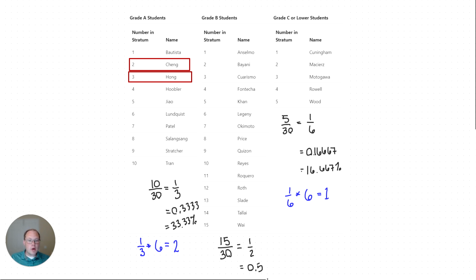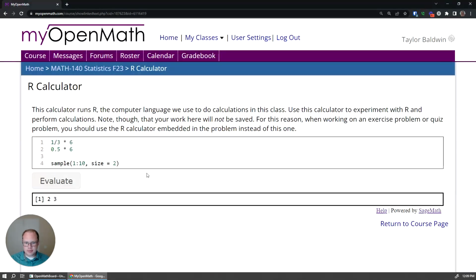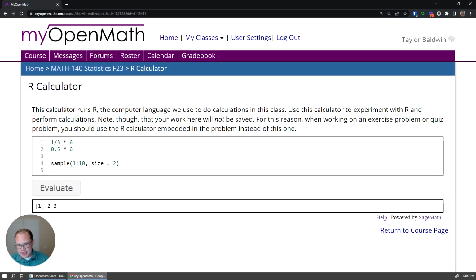Grade B students. In this case, I also have my students numbered. They're numbered from 1 to 15. And I want to choose 3 of them. So let's use our calculator. For this second group, my students are numbered from 1 to 15, and I want to choose 3 of them. So I'm going to use the sample function, and the computer is going to randomly select 3 of my students. And the computer picks student 15, student 9, and student 2.